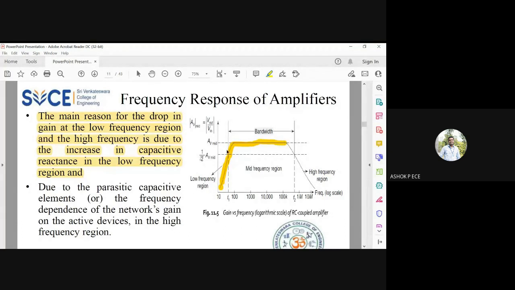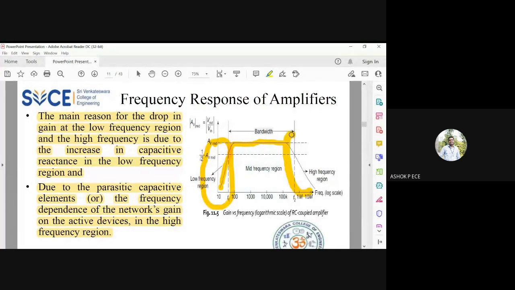So in the low frequency, the gain is dropping mainly because of the capacitive reactance. This capacitive reactance will play a vital role in determining the low frequency characteristics of your device. If the capacitance value is very, very high, then the gain will be very, very low, and the magnitude of gain, whatever value you get, will be very, very small. All this capacitive reactance will be coming at the input during the low frequency region.